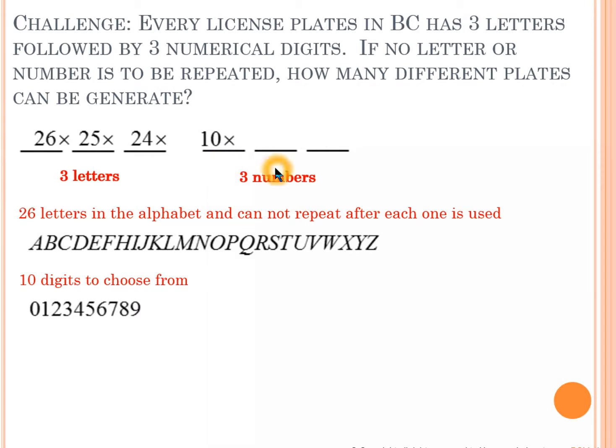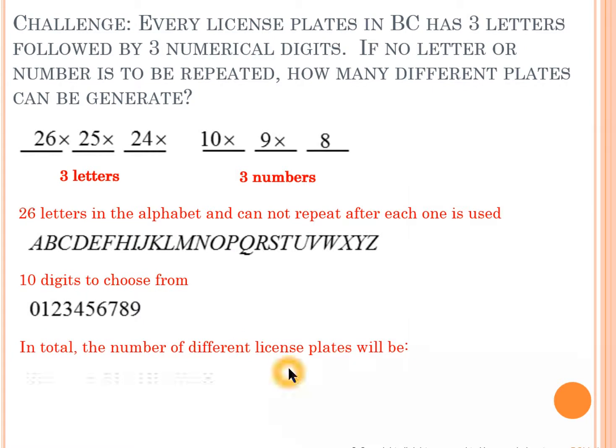Now for my fifth slot, I've used one number here. So for example, if I use the number 6 for the fourth slot, that would mean the 6 is no longer available for my fifth slot. So 6 is no longer available, so that means I have 9 choices left for this spot right here. And for my last spot, I've used a number here and I used a number there. So I can no longer use the number here and there for this slot. So that means I have 8 choices for this spot right here. So if I multiply all these numbers across, I would get a total number of 11,232,000 different license plates.